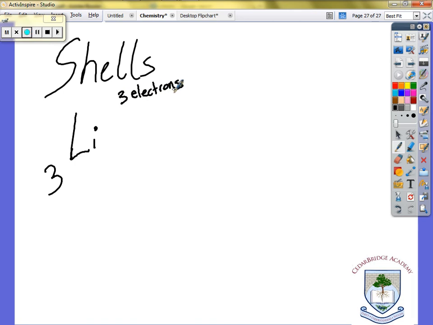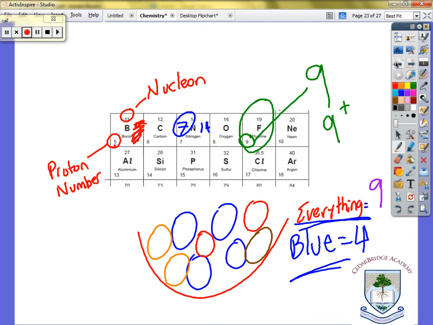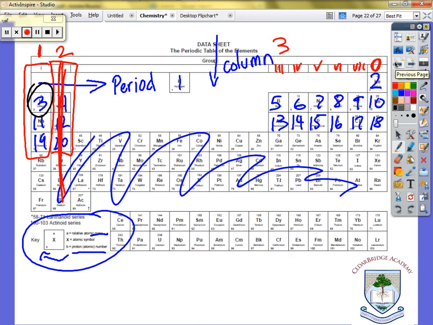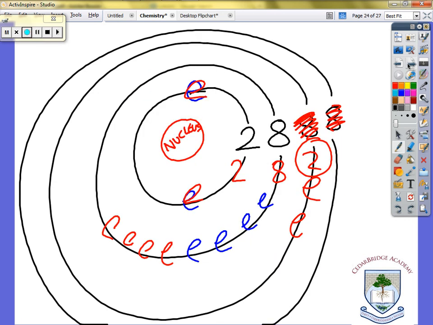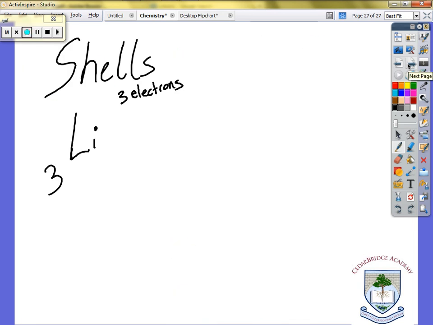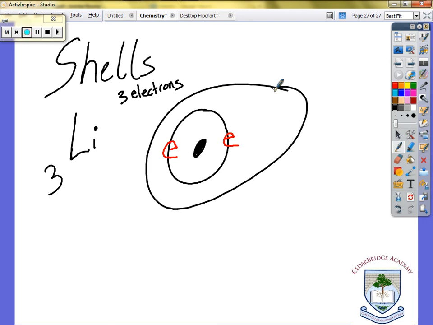Now, every element is jealous of group 0. Everybody wants to be group 0. They're the cool kids on the block. The reason why the cool kids have a full outer shell. They have no want, they have no need. Every atom wants to have a full outer shell. So lithium has 3 electrons, so we'll draw its nucleus. In the first shell, lithium must have 2, and in that second shell, it has 1.